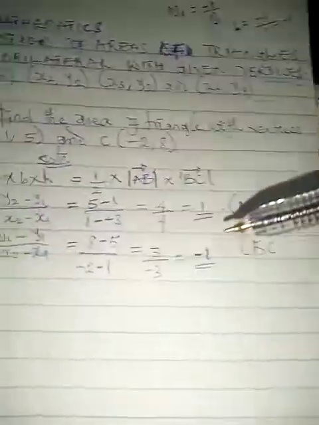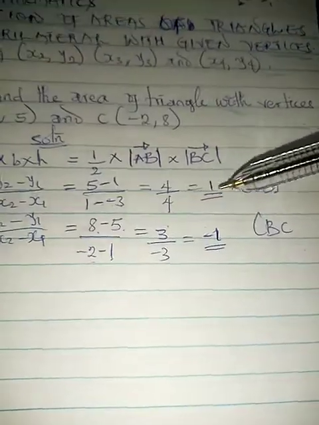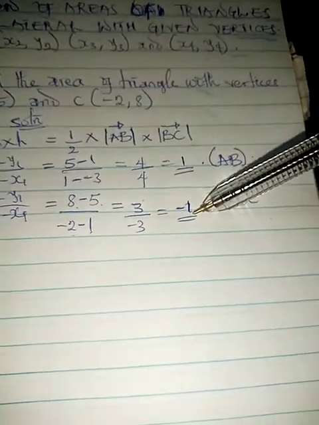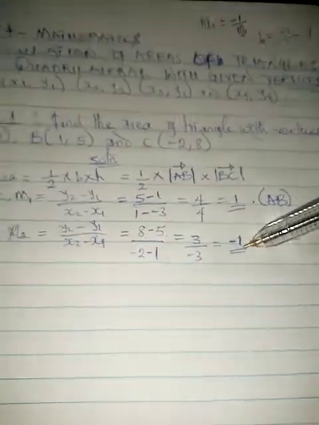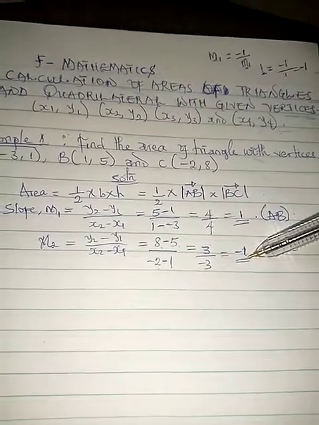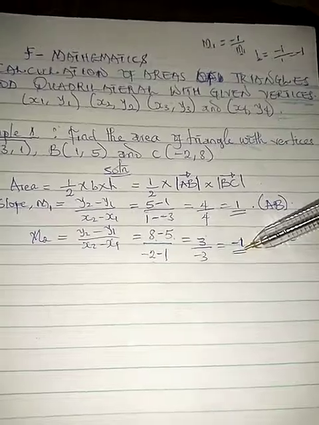Minus 1. So you can see something like that appears here. So that means that the negative reciprocal of 1 is minus 1. And what does that tell us? It tells us that those two lines in this triangle, they are perpendicular.